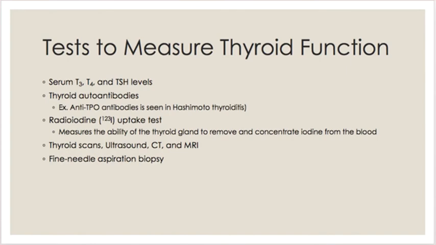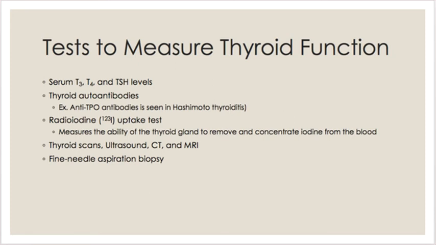There are a few tests that measure thyroid function. We'll talk more in detail about some of these when we talk about the specific disorders, but in general, serum tests to look at T3, T4, and TSH levels. These are usually the go-to tests for thyroid function. And then there's certain thyroid antibodies, for example, anti-TPO, and these are seen in Hashimoto's thyroiditis, which we will talk about.